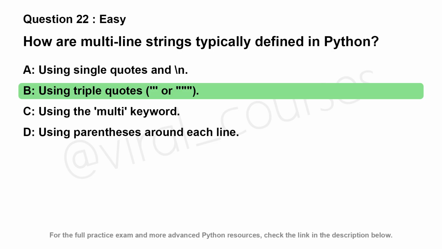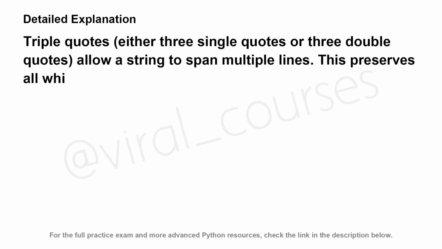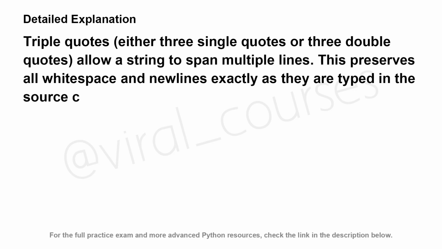The correct answer is B. Triple quotes. Either three single quotes or three double quotes allow a string to span multiple lines. This preserves all whitespace and new lines exactly as they are typed in the source code.